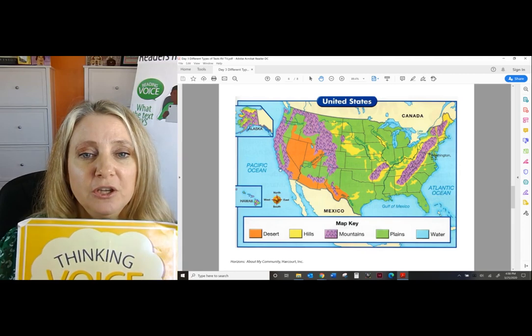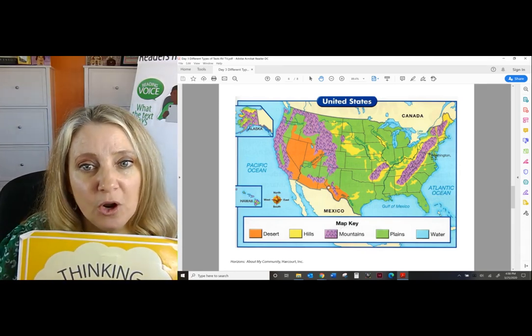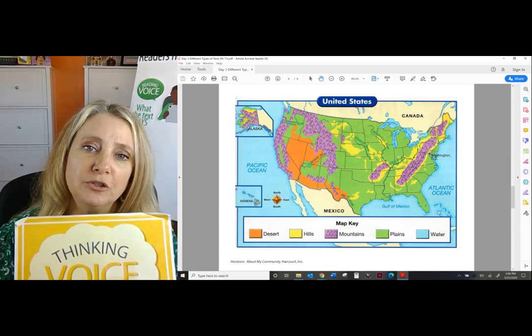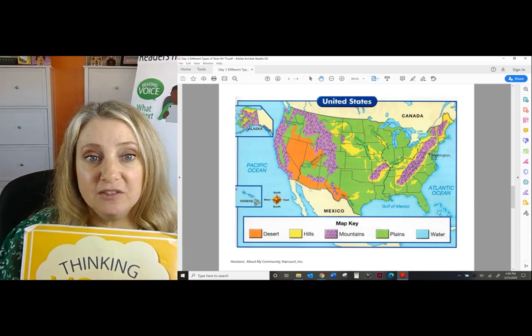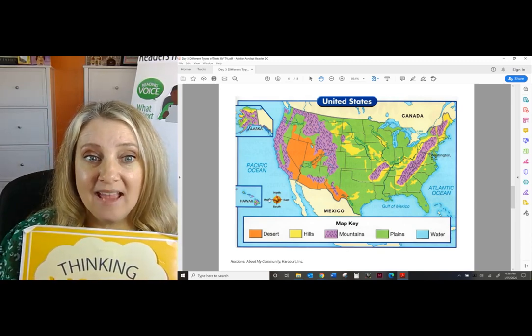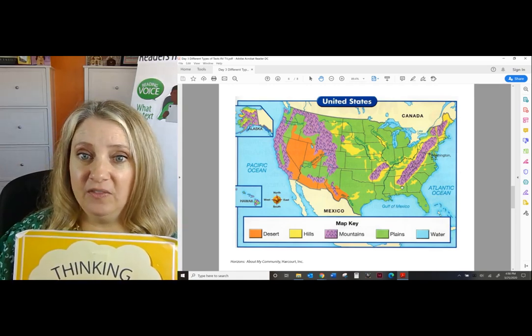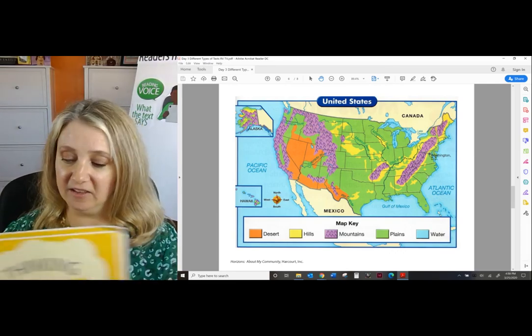And so you can use your thinking voice to really look closely at maybe your own state and see what is there, but you can also start to do some comparisons. And so if we think about the desert shows up on the west side of the United States, and there's no desert on the east side. That's the thinking voice when you start to have thoughts like that.